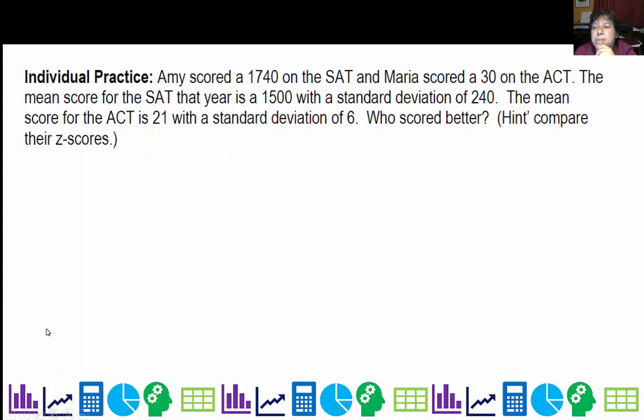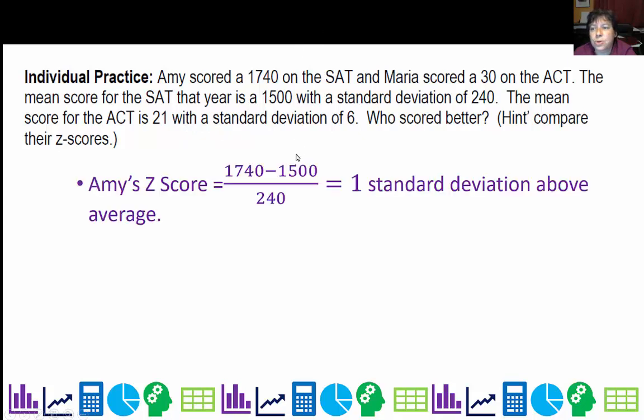So let's go ahead and look at this practice problem. Amy scored a 1740 on the SAT and Maria scored a 30 on the ACT. The mean score for the SAT that year is a 1500 with a standard deviation of 240, and the mean score for the ACT is 21 with a standard deviation of 6. Who scored better? Hint, we're going to use the Z-scores because you can't use the actual scores.